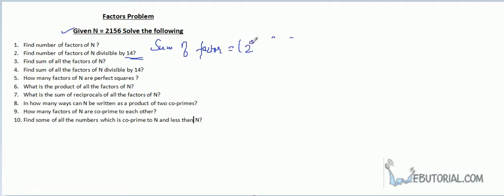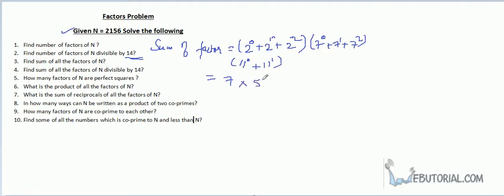So you can write (2 to the power 0 plus 2 to the power 1 plus 2 square) into (7 to the power 0 plus 7 to the power 1 plus 7 square) into (11 to the power 0 plus 11 to the power 1). These are the sum of factors. If you simplify this, you will get 7 into 57 into 12. Now you can just multiply and get the answer. I hope this part is clear.